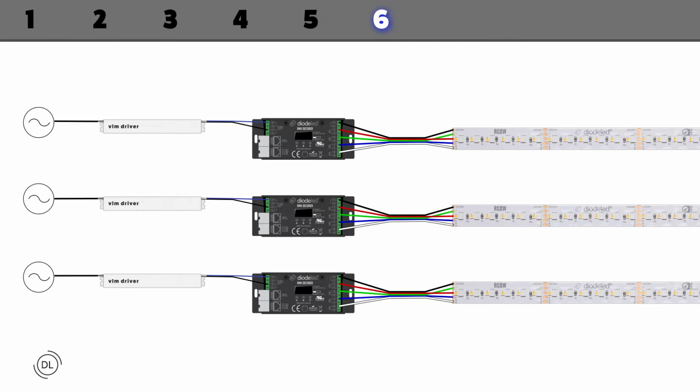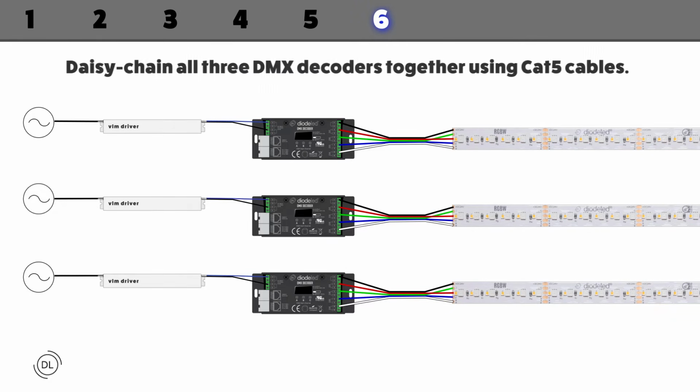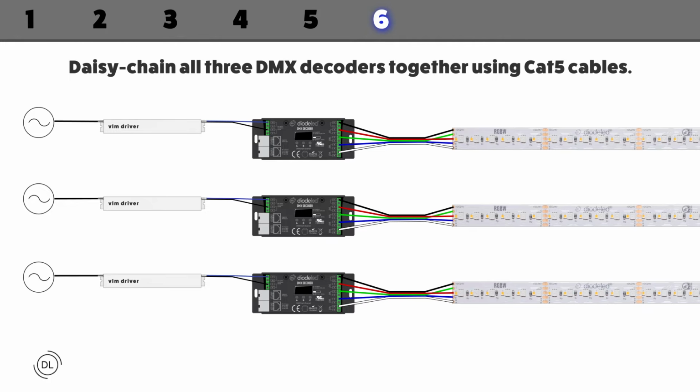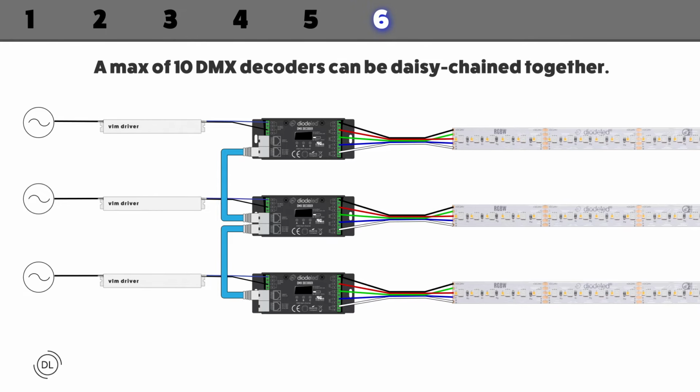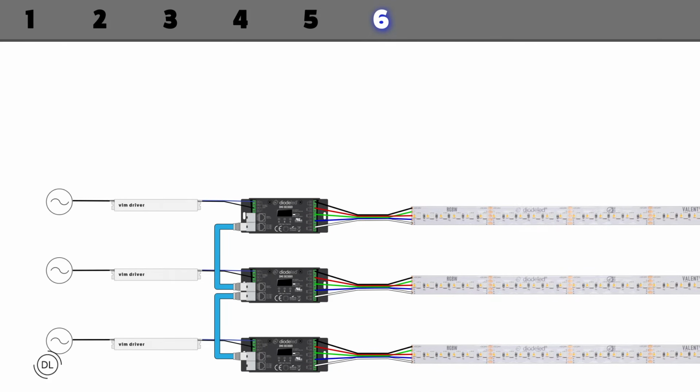6. Connect DMX decoders via Cat5 cable. Once all of your DMX decoders and VLM constant voltage drivers are set, daisy chain all 3 DMX decoders together using Cat5 cables. The decoders have input and output jacks. The output of DMX decoder 1 plugs into the input of DMX decoder 2. The output of DMX decoder 2 plugs into the input of DMX decoder 3. A max of 10 DMX decoders can be daisy-chained together before additional hardware is required. The input for the first DMX decoder is connected to the Wi-Fi wall mount controller.